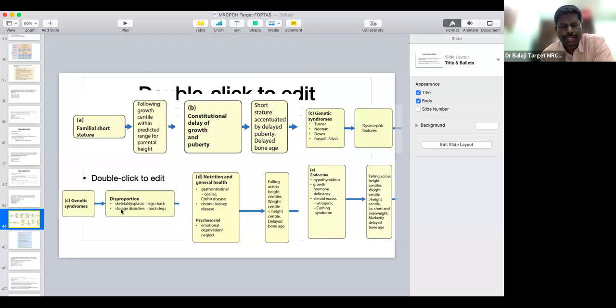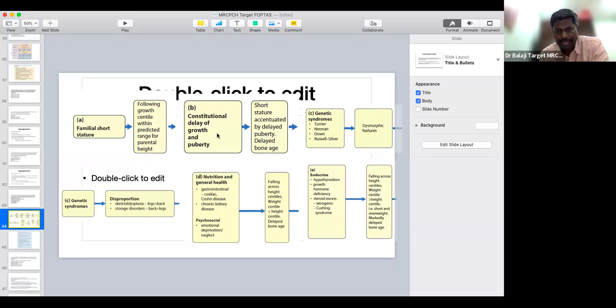And here are some of the important types of short stature. So one is familial short stature. You know that in familial short stature, parents are also short, and the child actually falls within the mid-parental range. Whenever you calculate the mid-parental height, plus or minus 8 centimeters, they fall within the predicted range of the parental height.